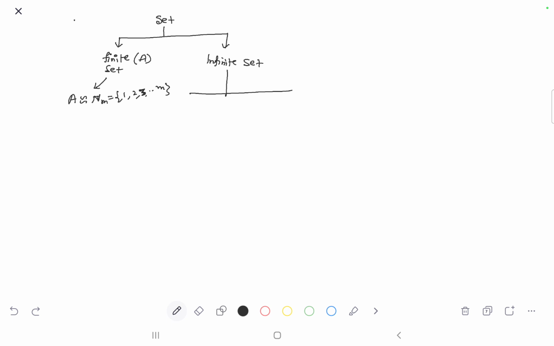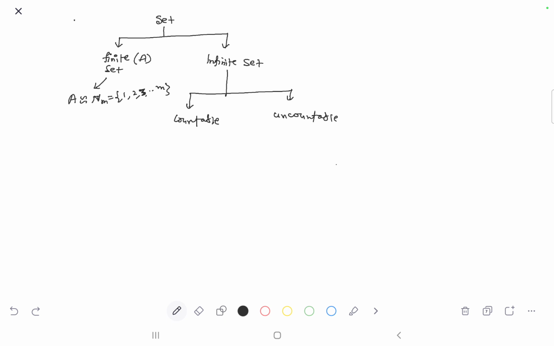So basically we are counting the elements of the set A: 1, 2, 3, 4, and it stops at m. If it never stops, then you say it is an infinite set. That we divide into two parts, countable and uncountable. I don't know how your teacher or your book actually uses these. This is a little bit confusing part. Different books do it in different ways.